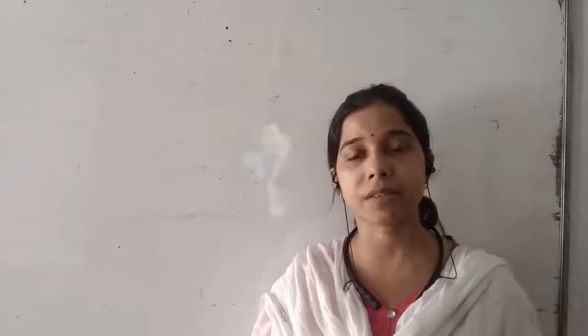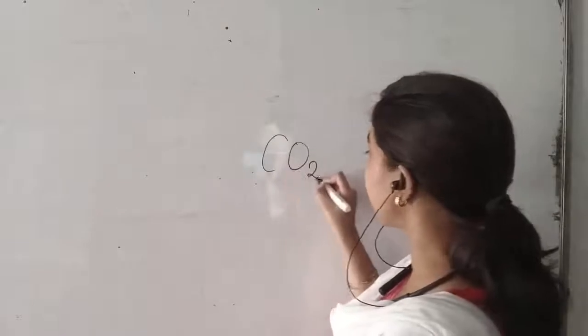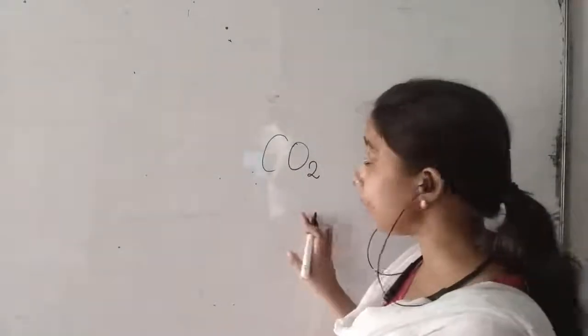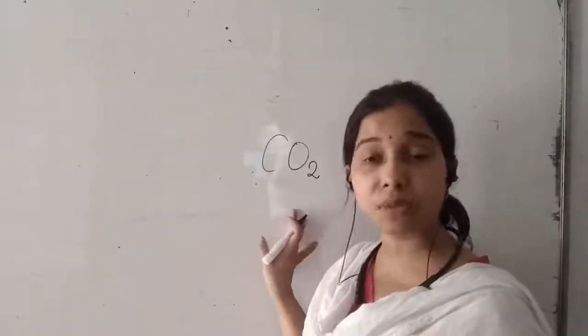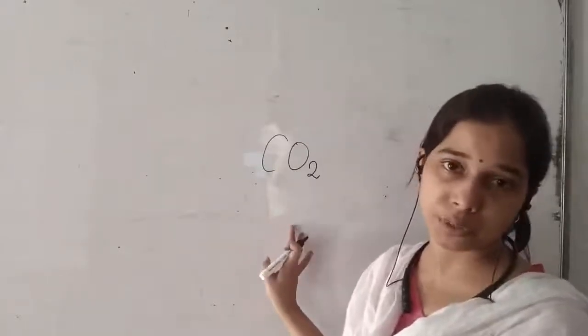We have seen some of the questions, some of the numericals related to molecular mass. And not only molecular mass, we are able to find the formula unit mass. So what is formula unit mass? The mass of that formula. If, suppose, carbon dioxide is given, to find the mass of this carbon dioxide, to find the mass of this formula, that is the formula unit mass.